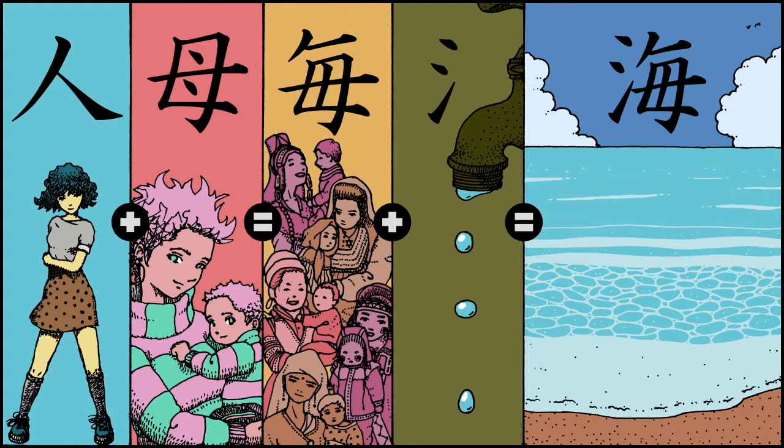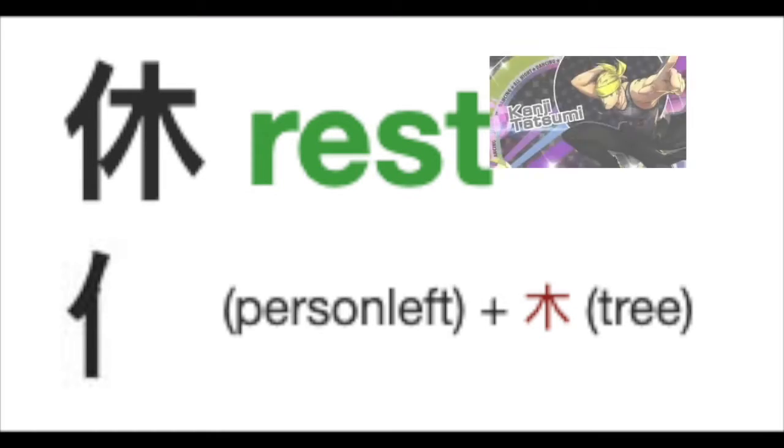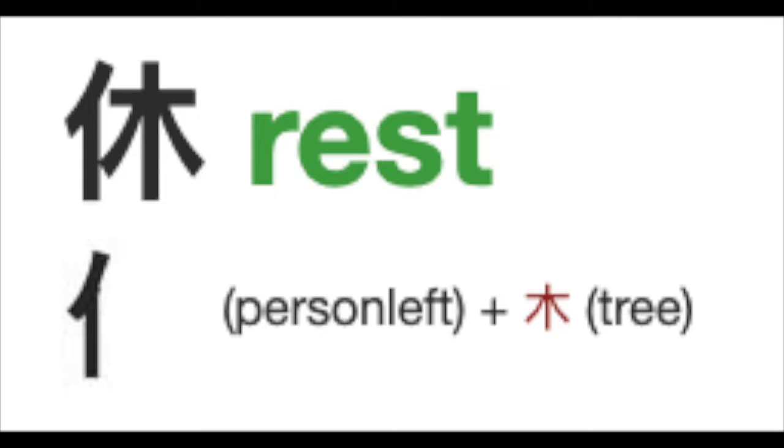Most kanji with radicals tell a story. A common example for this is the kanji for tree and the kanji for man. When you put the 2 kanji together, it means to rest. You need to tell a story. For example, a man leaning against a tree is resting, so this means to rest.